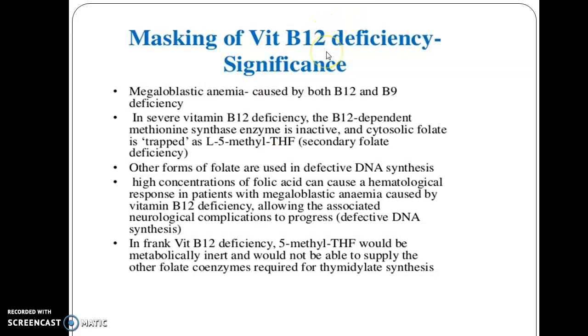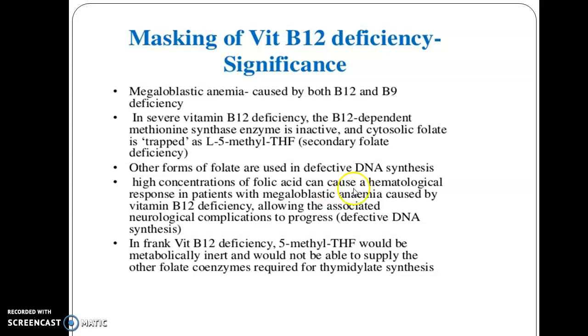Then the next vitamin that can be found to be deficient is vitamin B12. In the absence of vitamin B12, it causes megaloblastic anemia. It can be caused by B12 and B9 vitamin deficiency. In severe vitamin B12 deficiency, the B12 dependent methionine synthase enzyme is inactive. Cytosolic folate is trapped as 5-methyl THF, causing secondary folate deficiency. Other forms of folate are used in defective DNA synthesis.